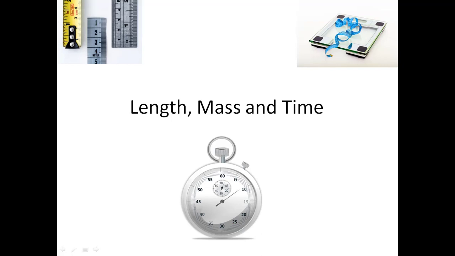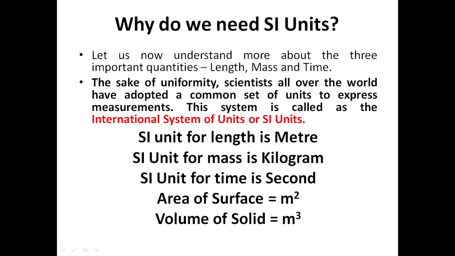Length, mass and time. Why do we need SI units? Let us now understand more about the three important quantities: length, mass and time. For the sake of uniformity, scientists all over the world have adopted a common set of units to express measurements. This system is called the International System of Units or SI units. SI unit of length is meter, SI unit of mass is kilogram, SI unit of time is second. Area of surface is equal to m square. Volume of solid is equal to m cube.